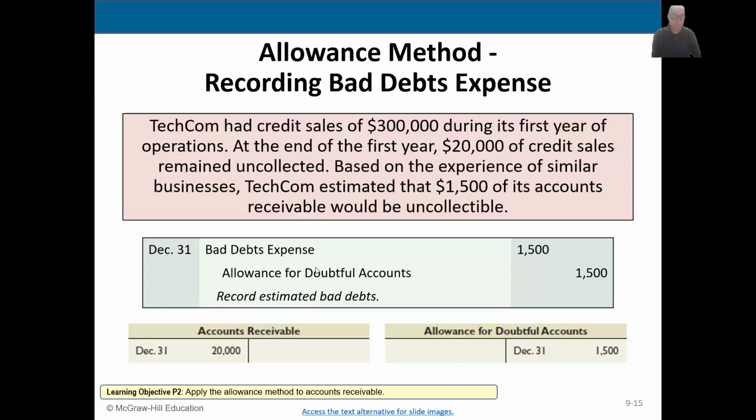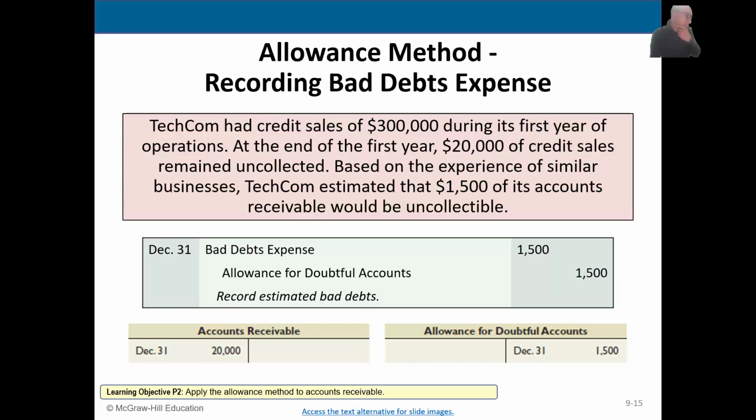Now check this out. Allowance for doubtful accounts. This is what we call a contra asset account. This is not on the income statement. This is not an expense account. Bad debt expense, that's the expense account. The asset account is allowance for doubtful accounts.